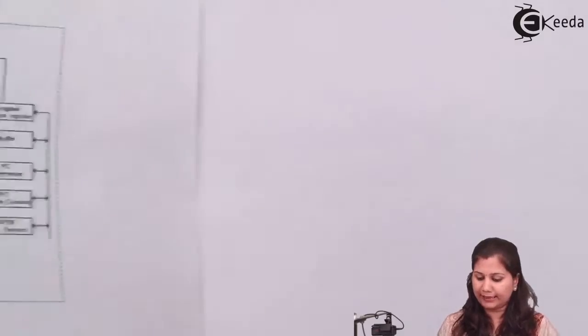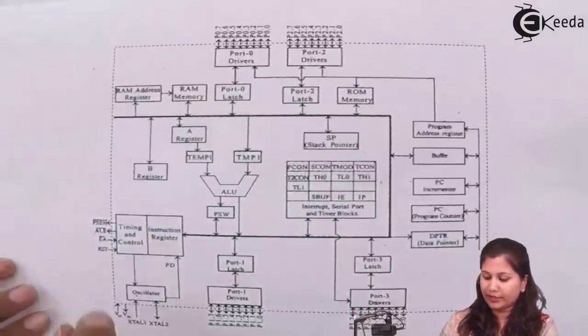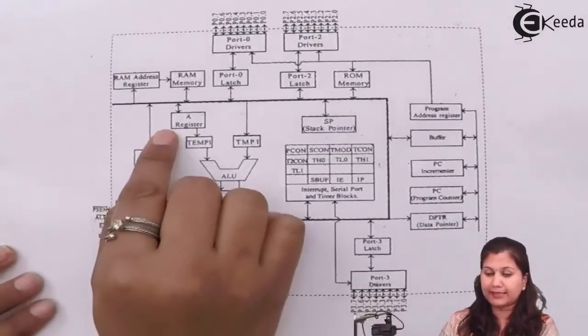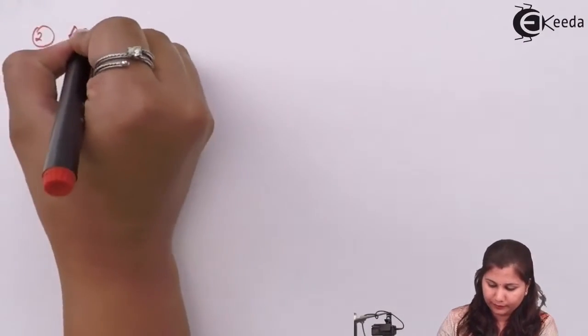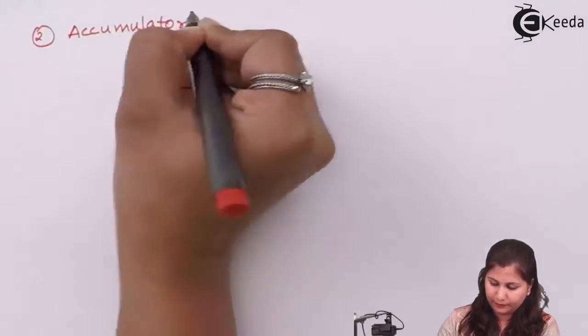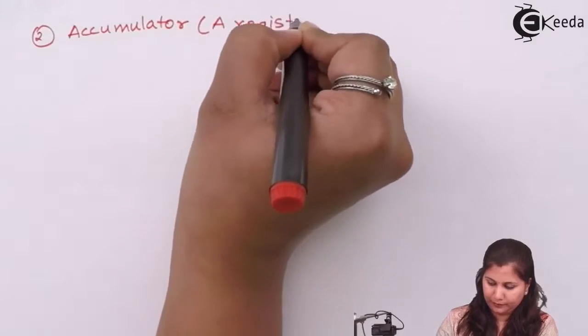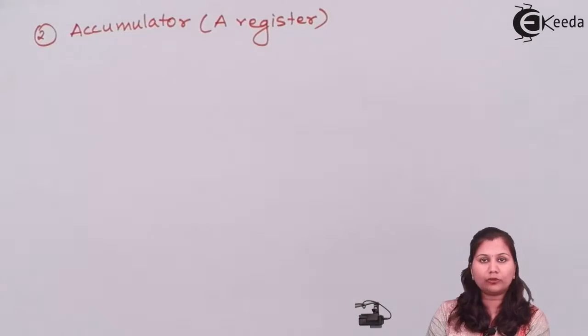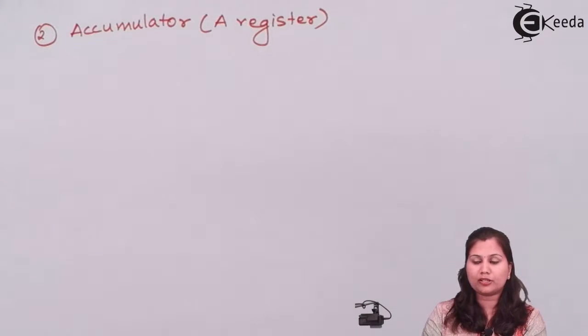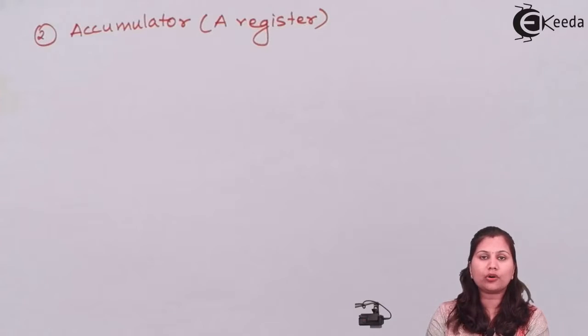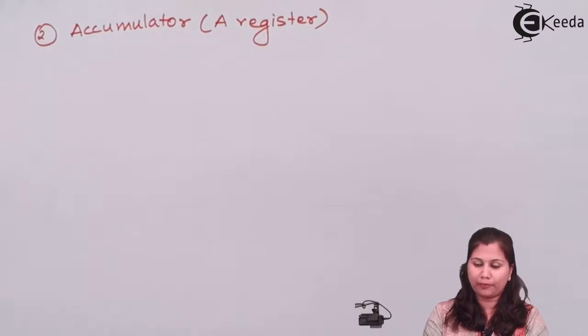The next block we have in the block diagram is the accumulator. The accumulator is an 8-bit register. Here it is denoted in the block diagram as the A register. This accumulator is an 8-bit register and it is used to hold the data and receive the result of the arithmetic and logical operations.